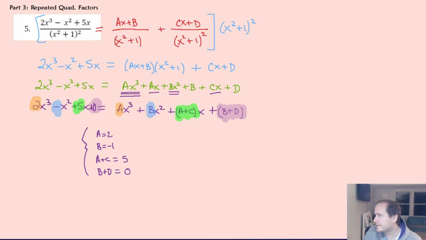So, okay. We got a freebie right here. We got another freebie right here. Then using a, we can find c. You just go 2 plus c equals 5. So c must equal 3.